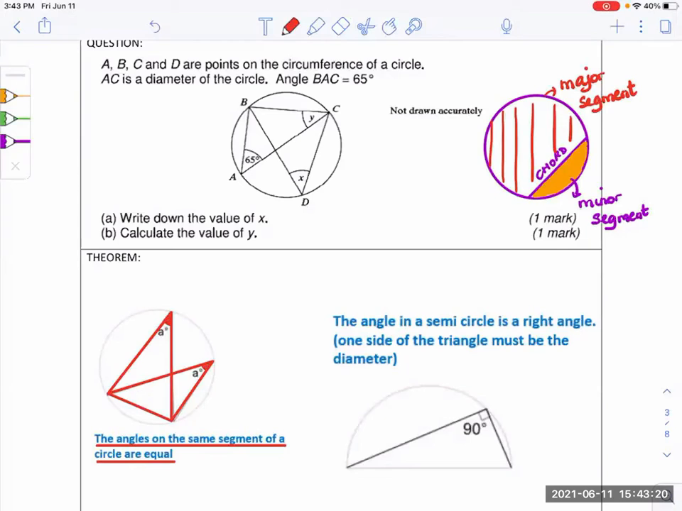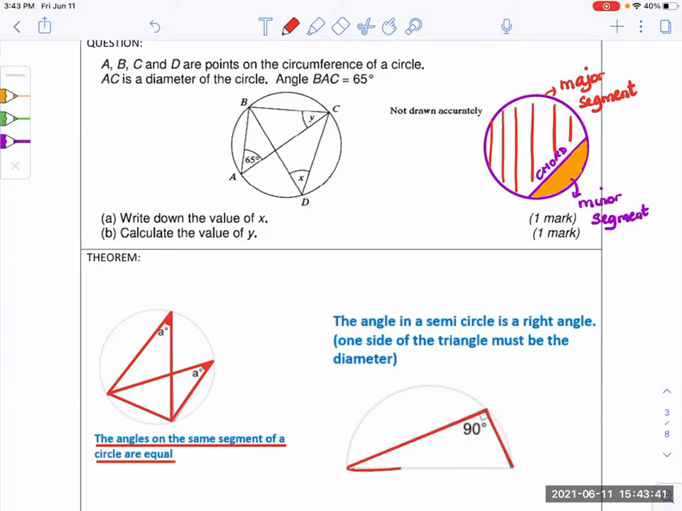Yes. So angles on the same segment are equal. The next theorem says the angle in a semicircle. But the word semicircle, how much is that? Half, three quarters, a quarter of a circle? Half of a circle, miss. Half of a circle. Yes.